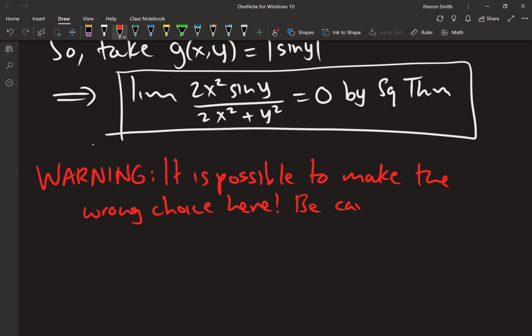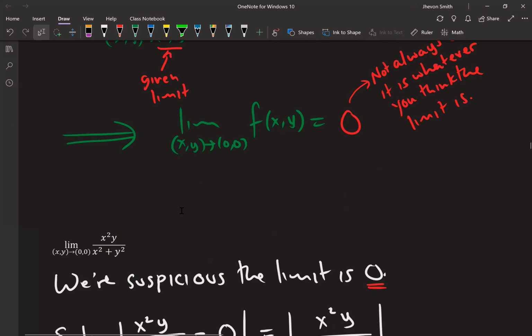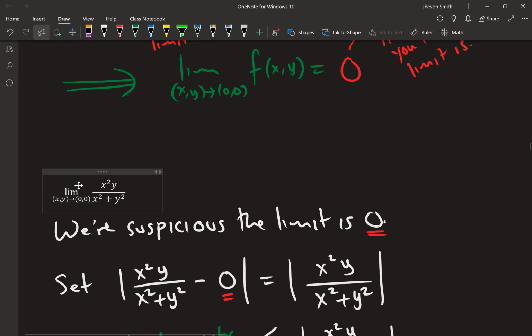So be careful. Don't just willy-nilly say, oh, I'm just going to always subtract the y squared. It always seems to work out. No, be careful. So let's go back to this example, I think it's going to be a nice illustration.